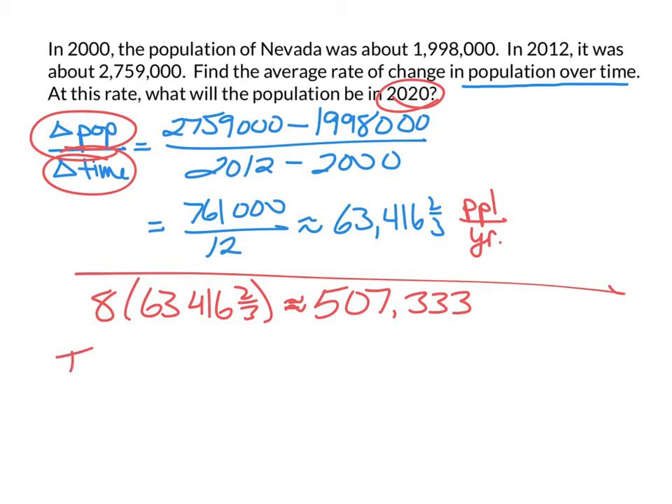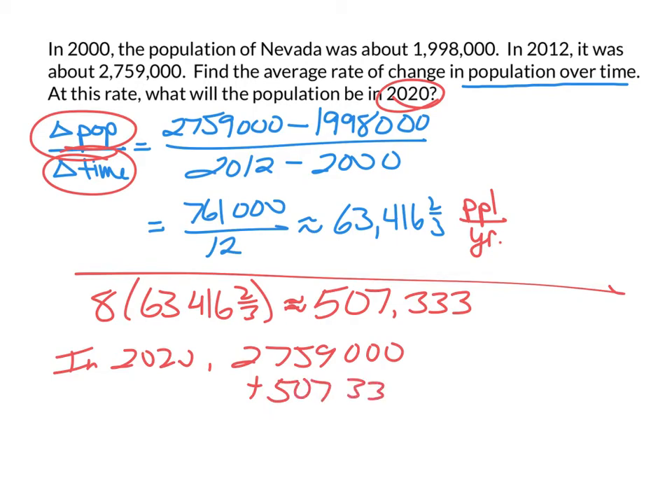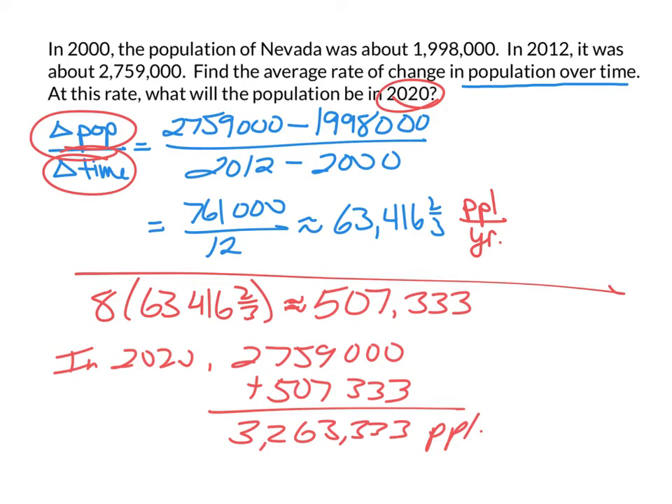So in 2020, there's going to be that 2.7 million plus 507,000 more, for a total of 3,207,333 people. So 3.2 million people.